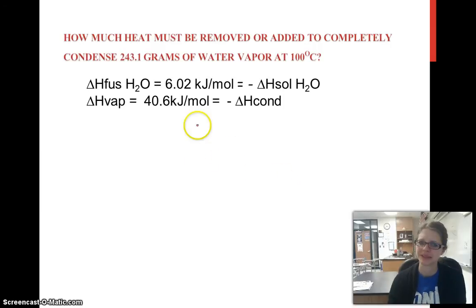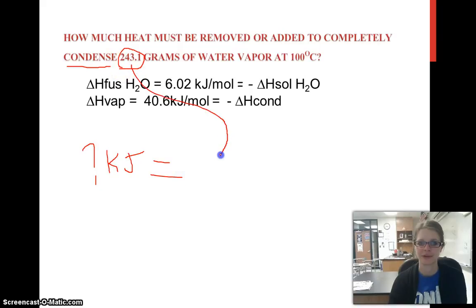Here's your next problem. It looks just like the other one. This time we have 243.1 grams of water, and you're trying to remove or add an amount of heat to condense that water. So try it just like the other mole map. Ask yourself, question mark kilojoules equals, in this case, 243.1 grams of water. You're going to take it from here.